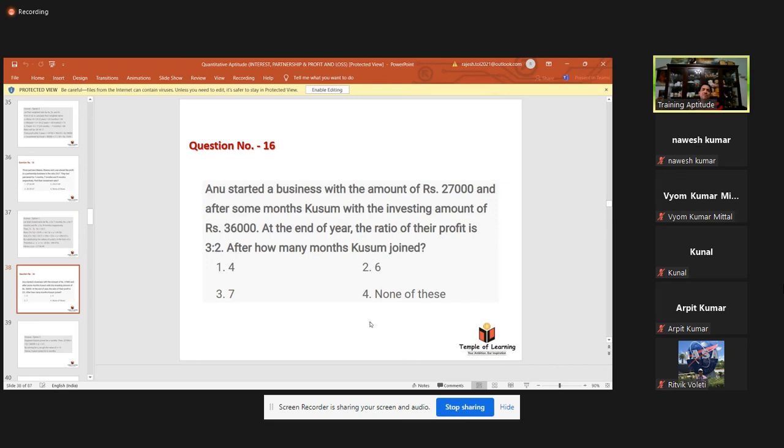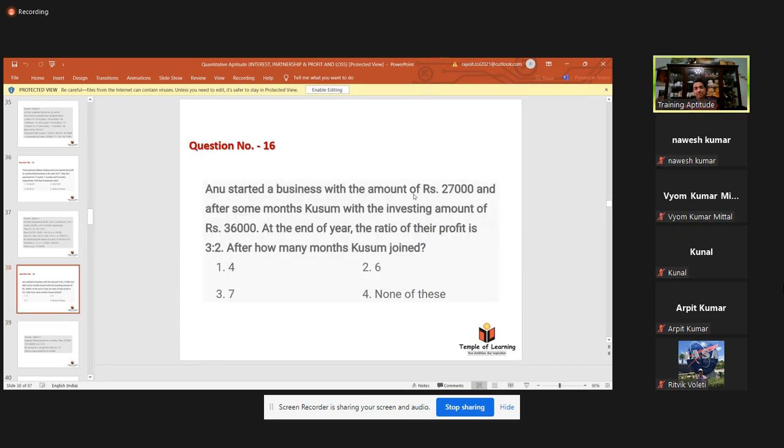देखिए, इनका रेशियो ऑफ इन्वेस्टमेंट 3:4 है, लेकिन प्रॉफिट 3:2 है. Anu is invested for 12 months. But Kusum's investment is in the ratio 3:4, लेकिन प्रॉफिट मिल रहा है 3:2, which means Kusum is investing for half the period. सिंपल बात है. 6 months.